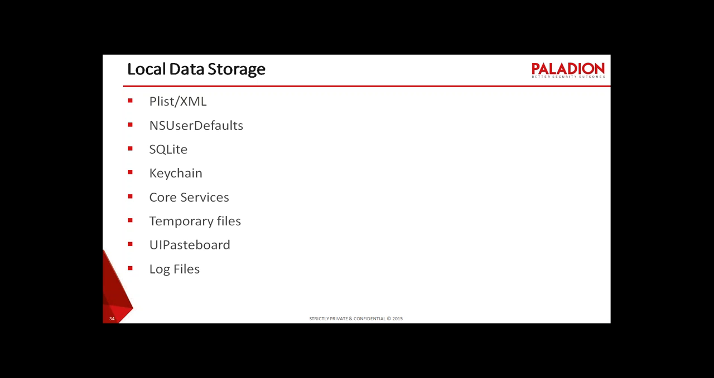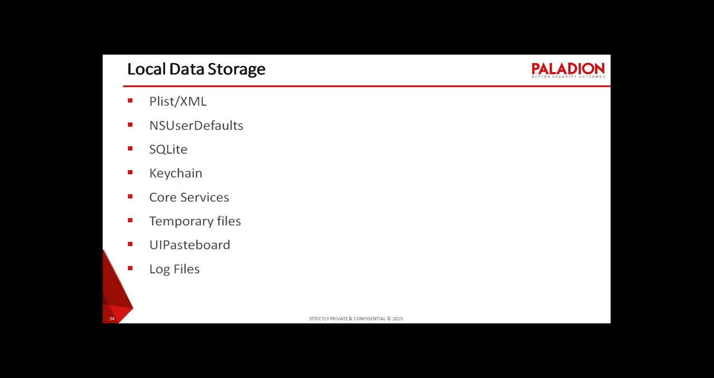Okay, next is SQLite, which is similarly used in Android as well. Keychain. iOS has a keychain stored in the device itself, where it holds all the keys present in the device. Okay, next is core services. Core services are the basic services provided by the device, like location services and others which the applications can access. Next is temporary files. Temporary files are the temp files generated by the device. And UIPasteboard. UIPasteboard is a module using which you can share data of one app by giving access to this pasteboard of that app to other apps.